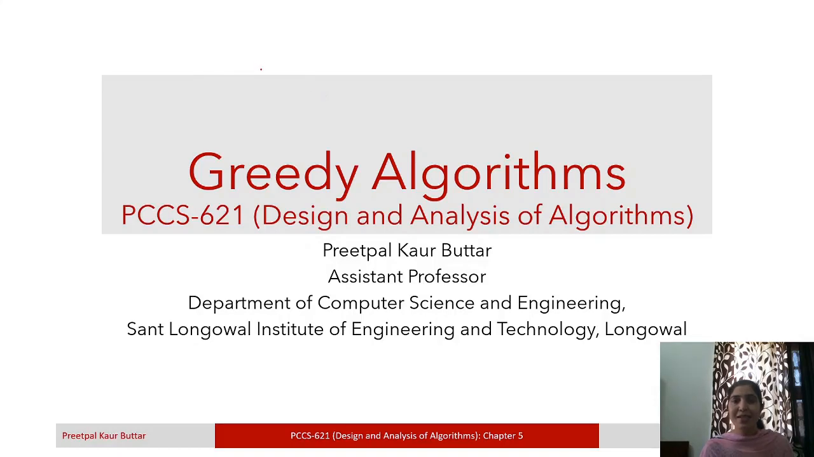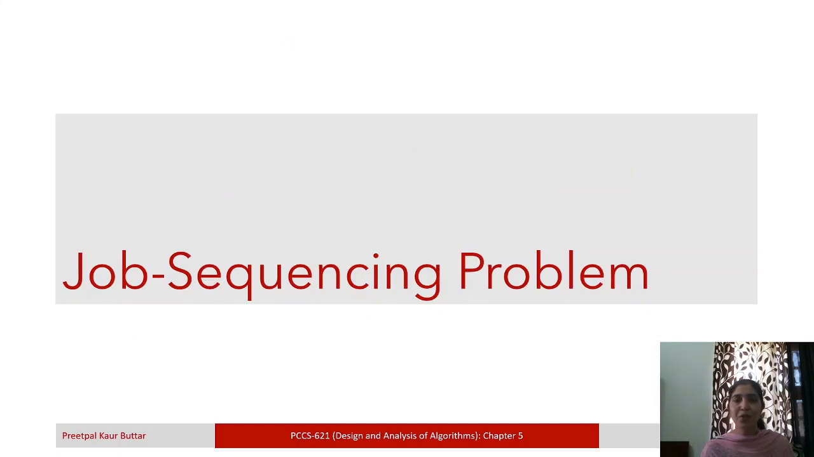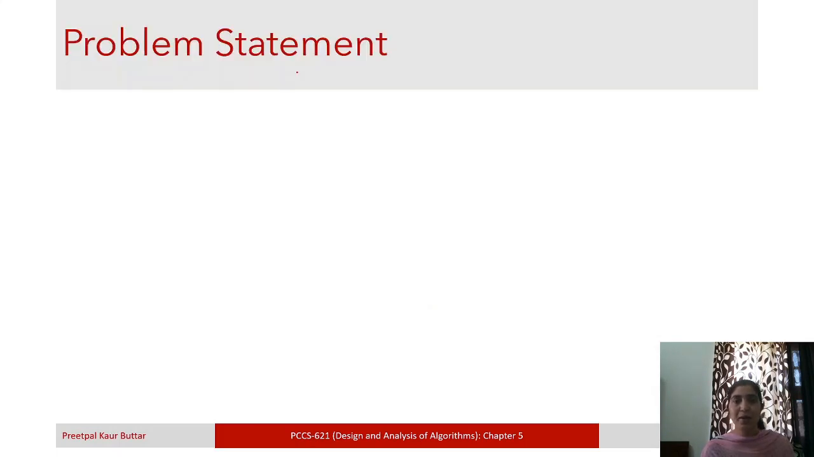Students, in this lecture we will continue with the greedy algorithms, and the problem which we are going to discuss is the job sequencing problem. So what is the problem? Here you are given an array of jobs. You have a number of jobs, suppose J1, J2 and Jn.